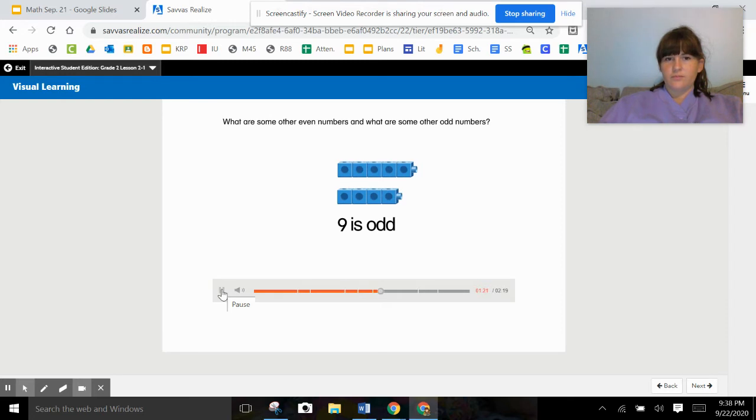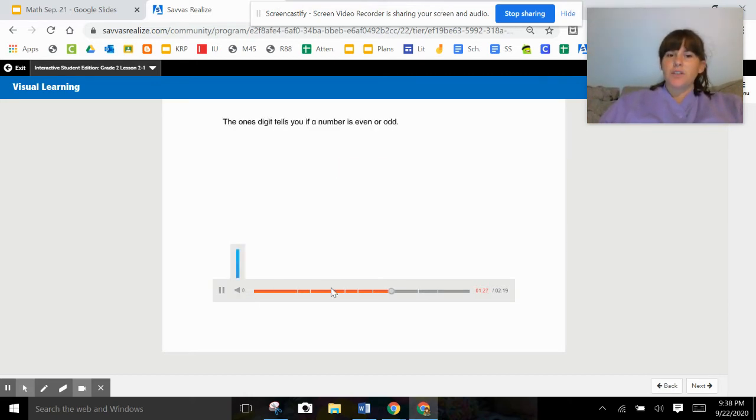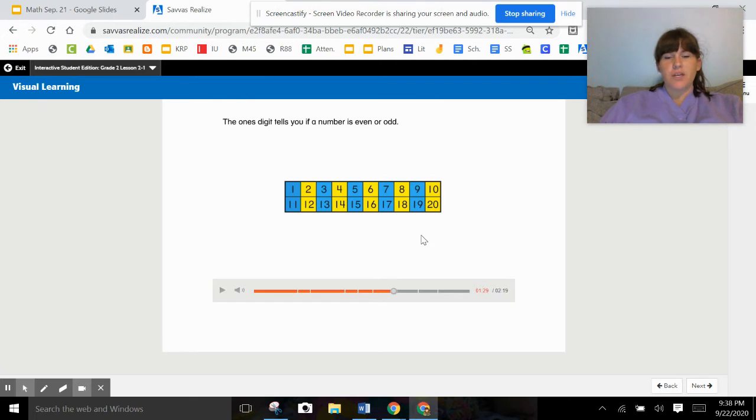What are some other even numbers and what are some other odd numbers? All right, so this next part, the ones digit tells you, I don't want to keep playing it because it's what our learning is going to be tomorrow. So it starts to talk about bigger numbers and kind of a shortcut that you can use. But I don't want to do that today because that's two different pieces of learning. So I want to keep that for a separate day.